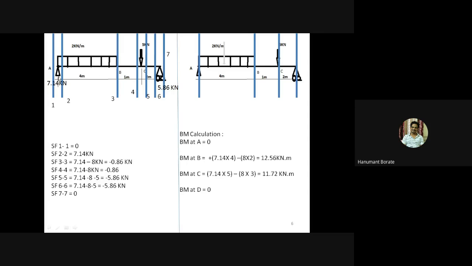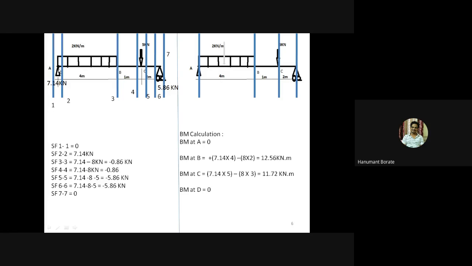So here you can see how many sections I have taken: 1, 2, 3, 4, 5, 6, and 7. Again, by the critical points rule, we need to take a section just left and right of any point load or any reactions. Here is one reaction, another reaction is at the end point, and 5 kilonewton is a vertical load, right? And the second rule is at the start of the UDL and at the end of the UDL.